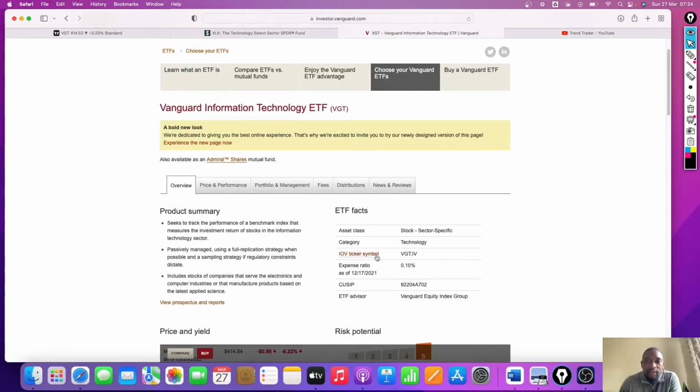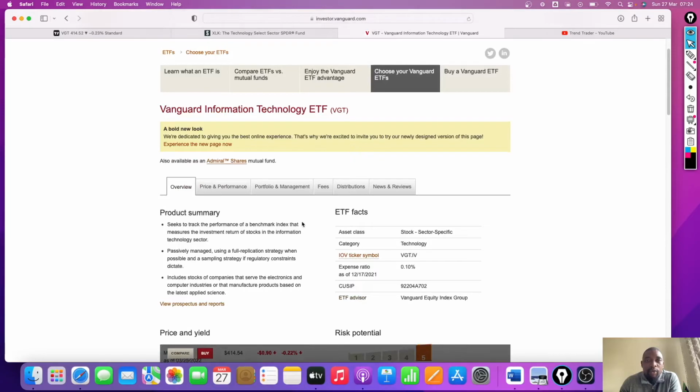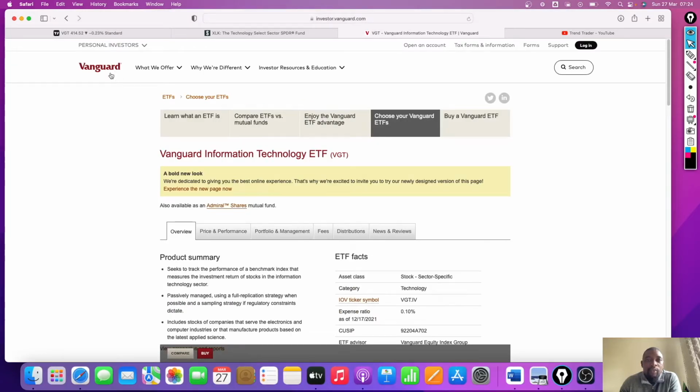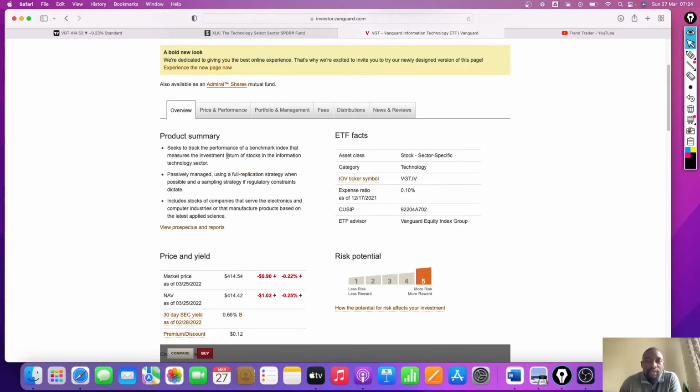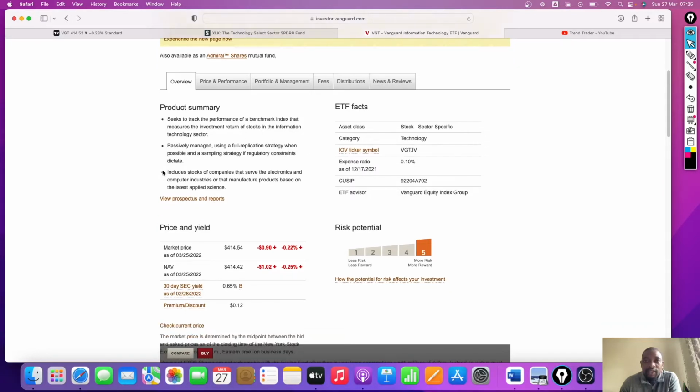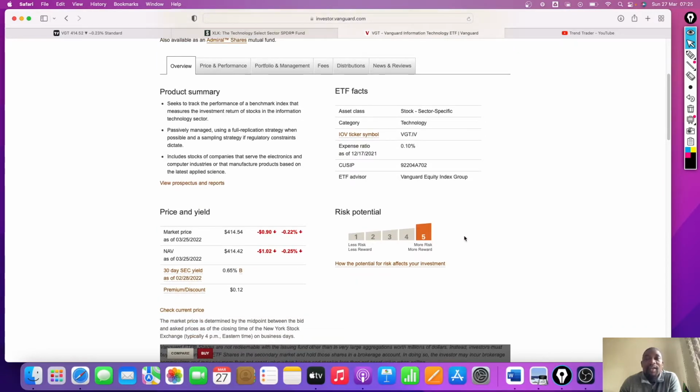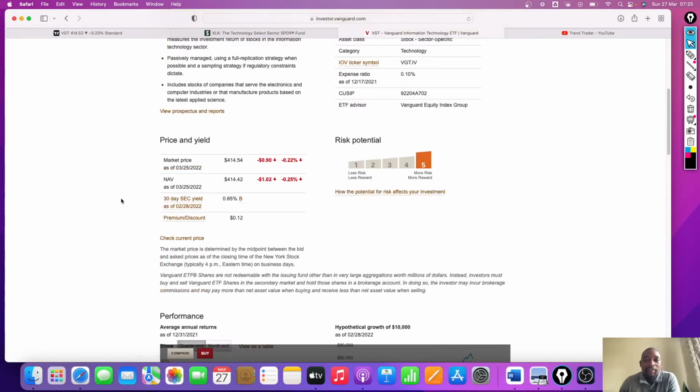So we see that VGT has an expense ratio of 0.1. It's a Vanguard ETF. You can get more information if you go to the Vanguard website. It tracks a benchmark that measures the investment return within the IT sector. We already mentioned that. And then in terms of the risk potential, if you are buying shares and ETFs, we already assume that your risk appetite is greater than 3, because most of these things have a risk rating that is close to 5, if not 5.